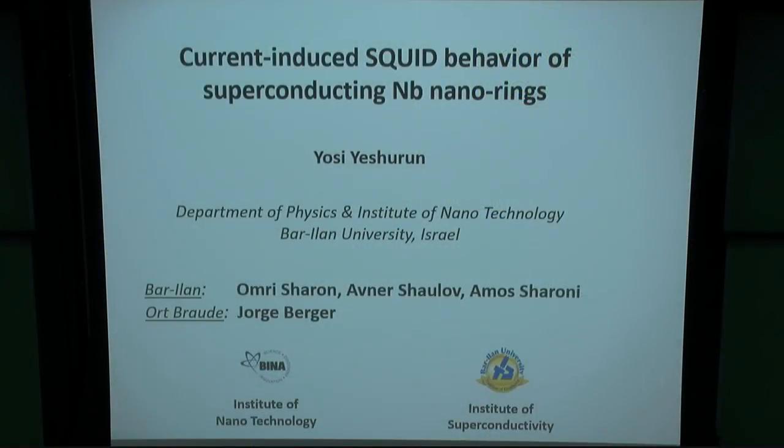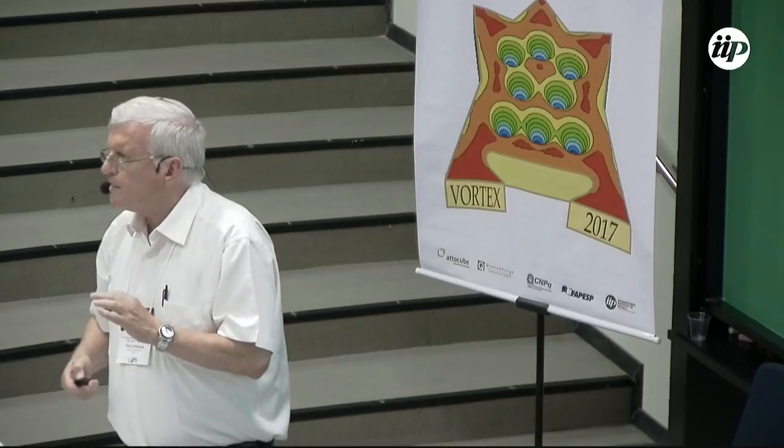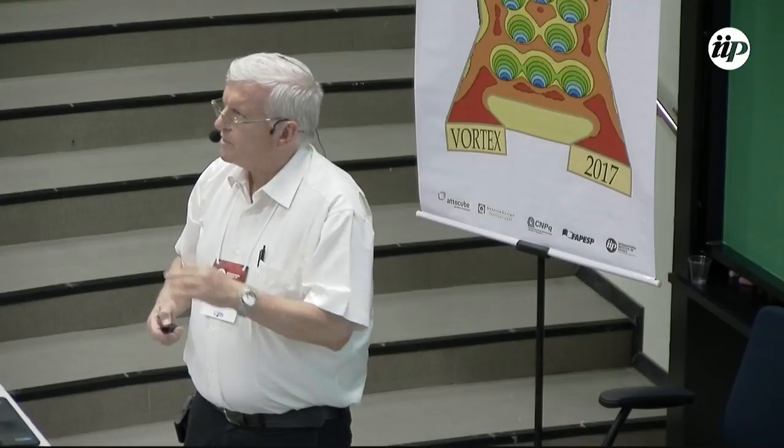What I want to share with you today is interesting magnetoresistance data, measured by Omri Sharon, a PhD student in my group, in collaboration with Avner Shaulov and Amos Sharoni at Bar Ilan and George Berger at Ortbraude. The work shows quite interesting and, at least initially, unexpected behavior of the magnetoresistance oscillations in a niobium ring as a function of the bias current that goes through the ring.